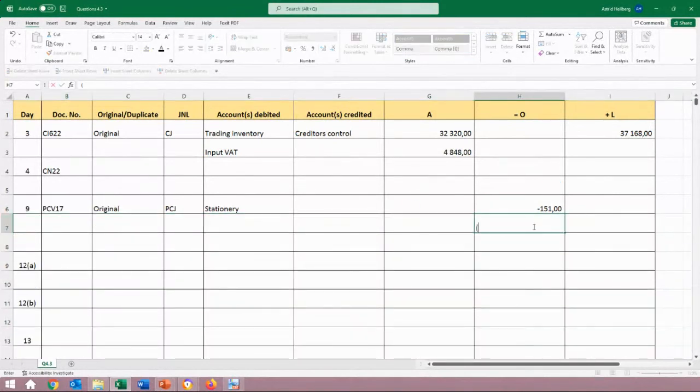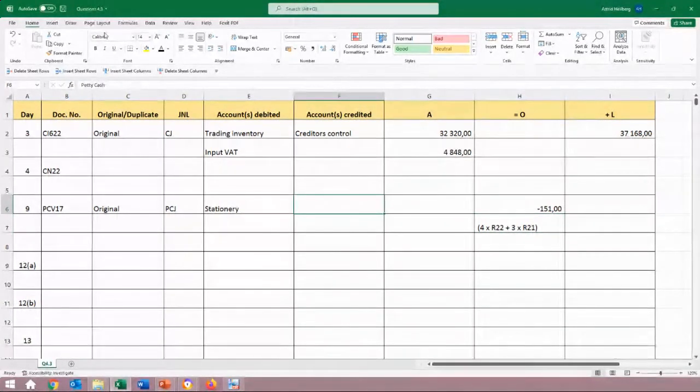So how I worked it out is we said we had 4 paper reams of 22 Rand each, and we had 3 lever arch files of 21 Rand each. Now remember, this amount is the one excluding VAT, so it's before we've added the VAT amount. So that is how I got to the 151. So this is the calculation. Then we said we are going to credit. We purchased it through petty cash, so petty cash is what we are going to credit.